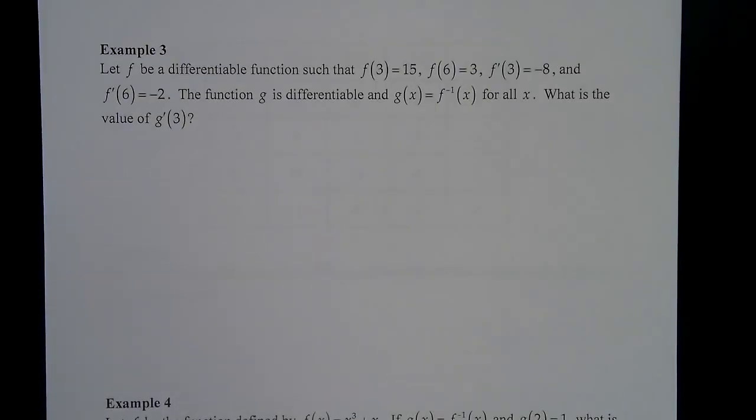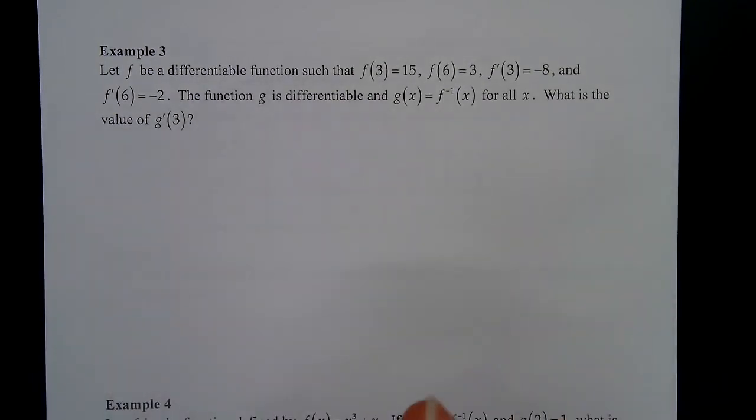So from here on out, all of these next examples all came from AP exams. Okay, so these are all AP exam questions. All right. So let f be a differentiable function such that f of 3 equals 15, f of 6 equals 3, f prime of 3 is equal to -8, and f prime of 6 is equal to -2. The function g is differentiable, and g of x and f inverse of x are the same. So what this is telling us is f and g are inverse functions, okay? What is the value of g prime of 3, okay?